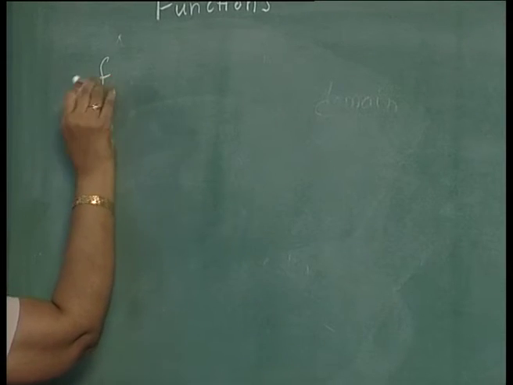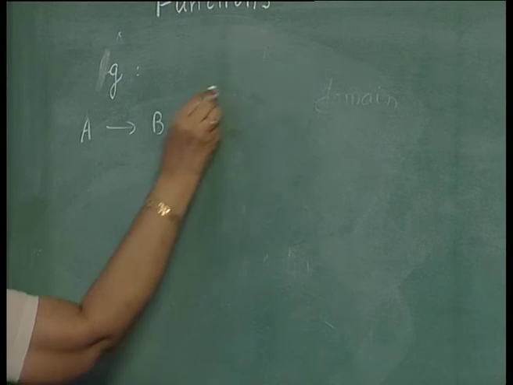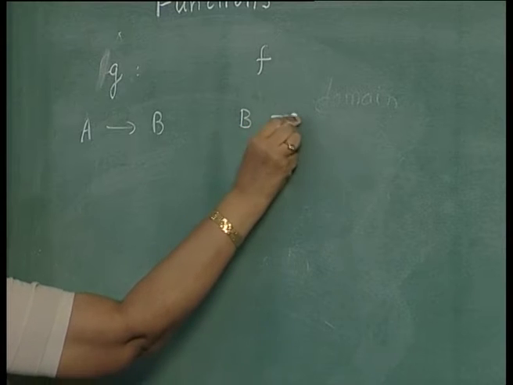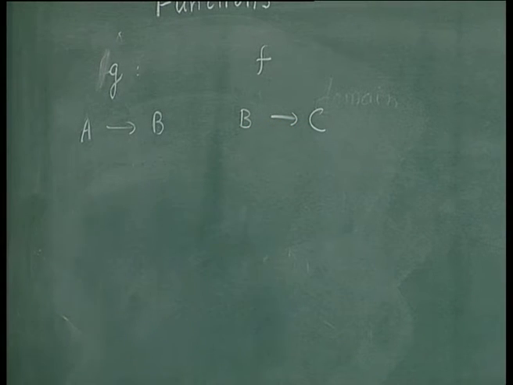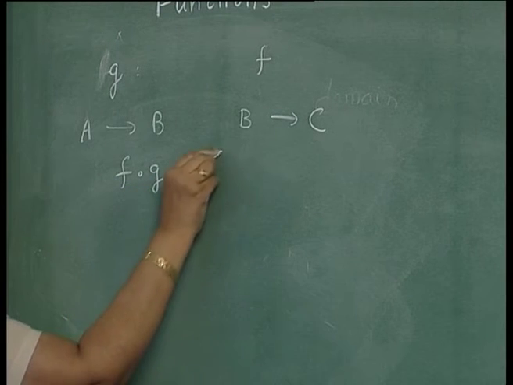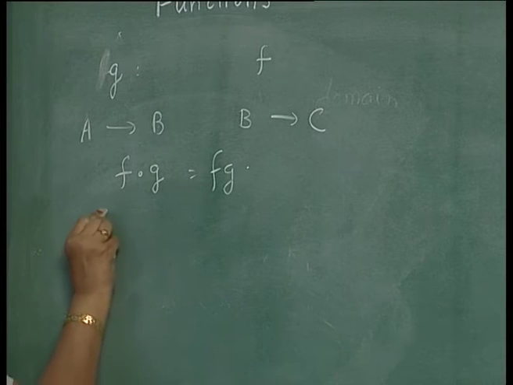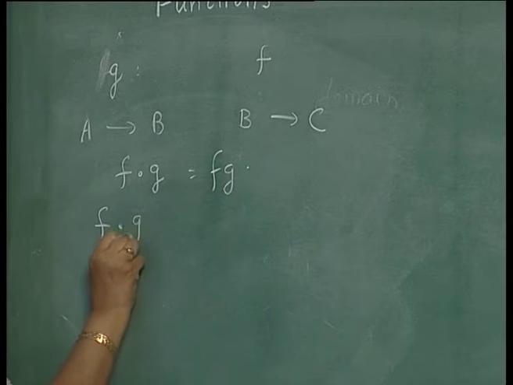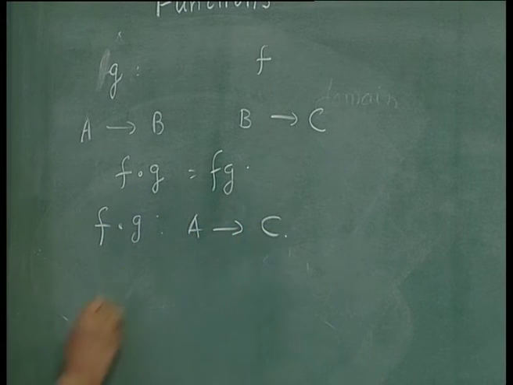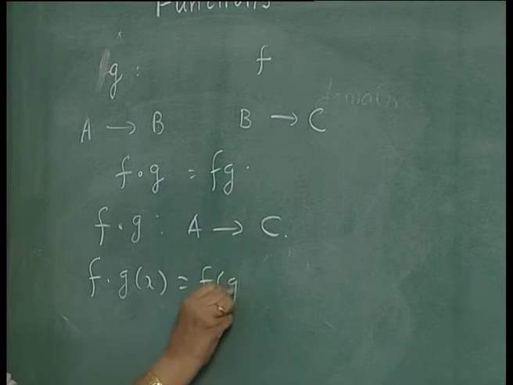Now, let g be a function from A to B and f is a function from B to C. Then f dot g, you can use this symbol or just sometimes write f g. This is a composition of functions. It is defined like this: f dot g is a map from A to C and it is defined like this: f dot g of x is equal to f of g of x.